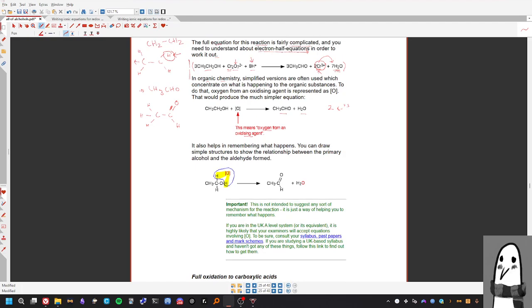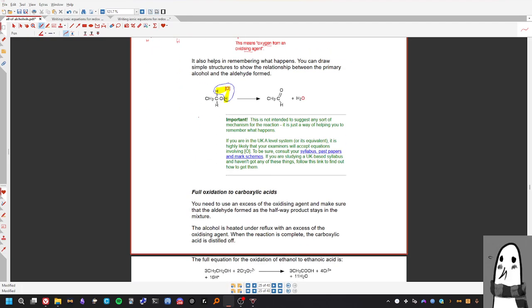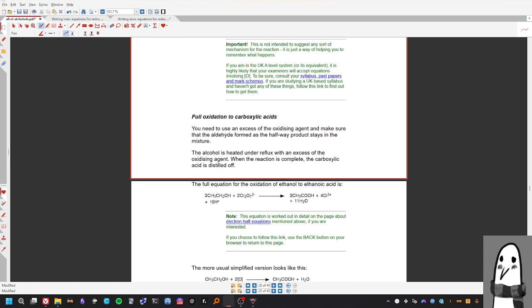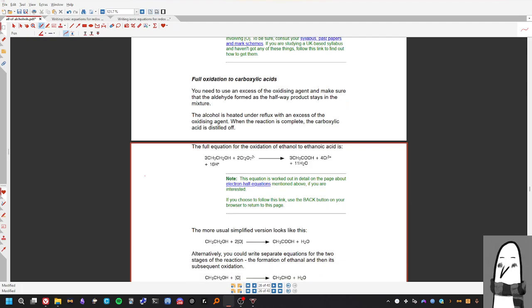So anyway, that's kind of what's happening. We can imagine it as that: you have your O, you have your H's, one from the alkyl and one from the OH, and as a result you have a double bond with the C, and you have H2O. Simple as that. Now, full oxidation to carboxylic acids. So now you have the aldehydes being oxidized by your chromium, correct? And as a result, you form your carboxylic acid.